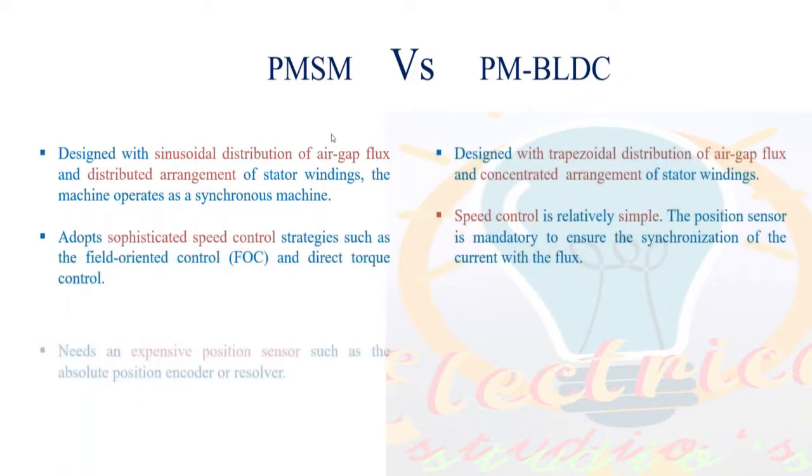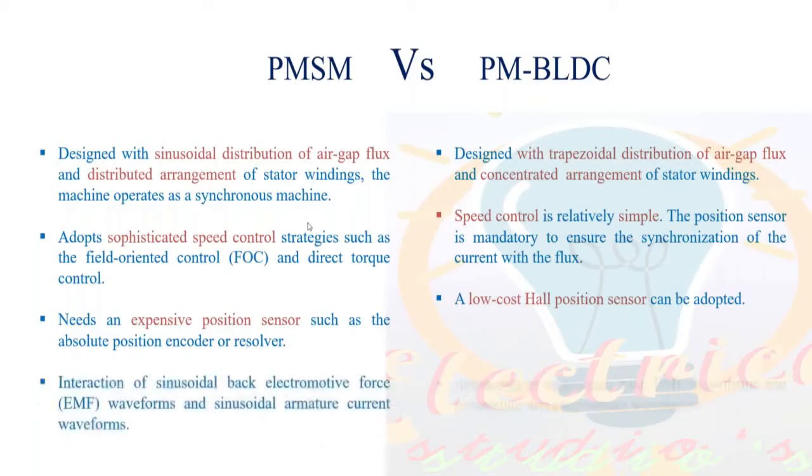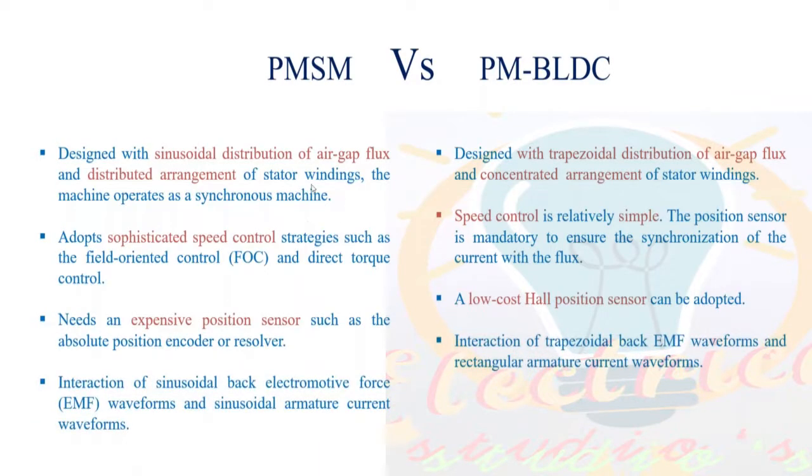When you talk about the PMSM motor, let's compare it with the BLDC and PMSM. What are the differences basically? When you look at the PMSM, it has the sinusoidal distribution of the air gap, and because of that, you also have that winding. The winding is a distributed arrangement, whereas the BLDC has a concentrated arrangement of winding with trapezoidal distribution.